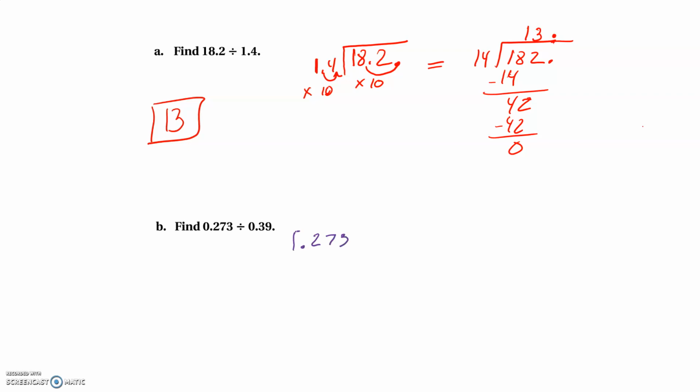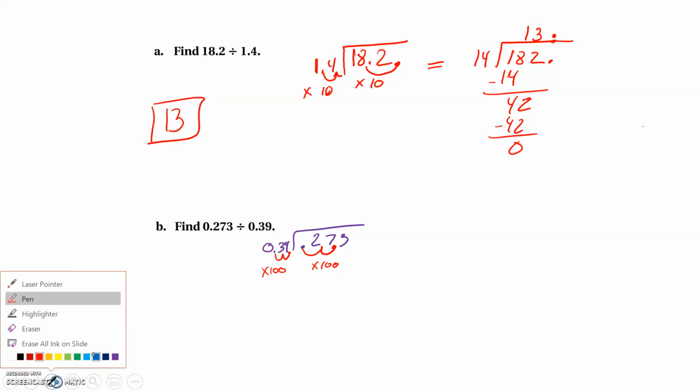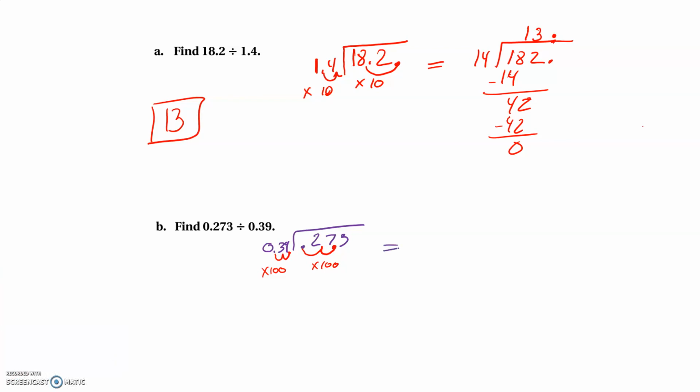All right, letter B. 27 thousandths divided by 39 hundredths. All right, now I need to multiply both sides by 100 because I have two numbers to the right of the decimal. So times 100, times 100. All right, so this is going to go over 1, 2. This is going to go over 1, 2. And so what that becomes, 27 3/10 divided by 39.